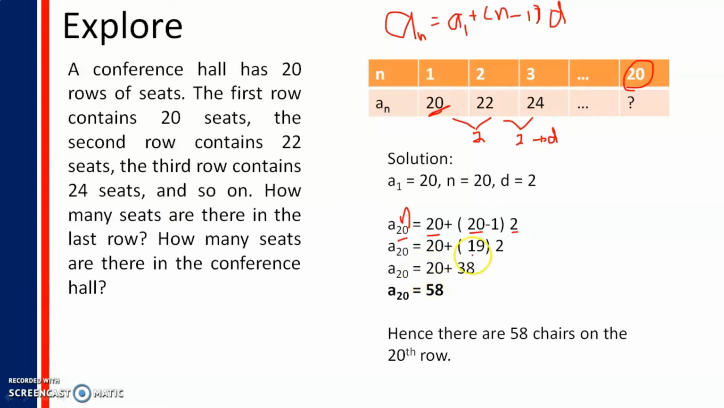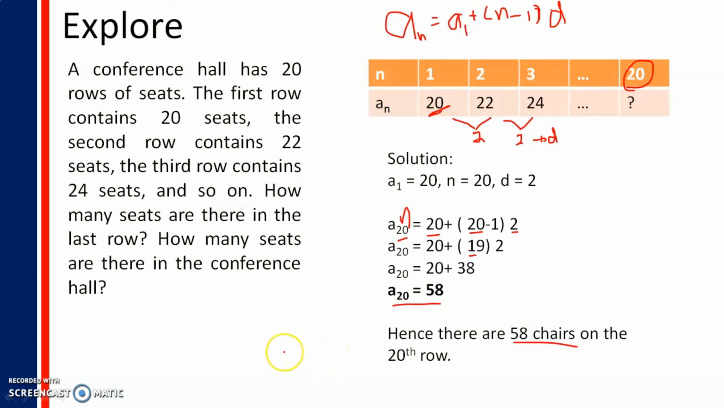Next, continuing the process by following the PEMDAS rule, we eliminate that, and it becomes 19. 19 times 2, we have 38. 20 plus 38, we have 58. So on the 20th row, we have 58 chairs. And that is for the arithmetic sequence.